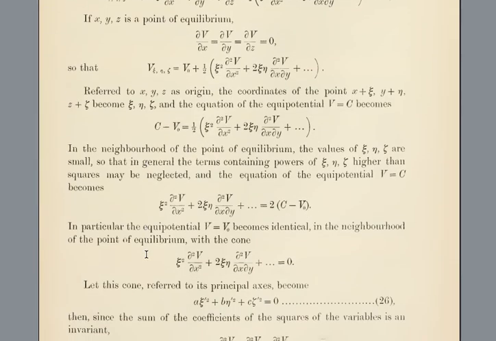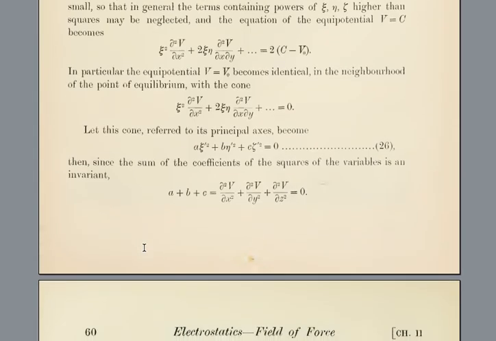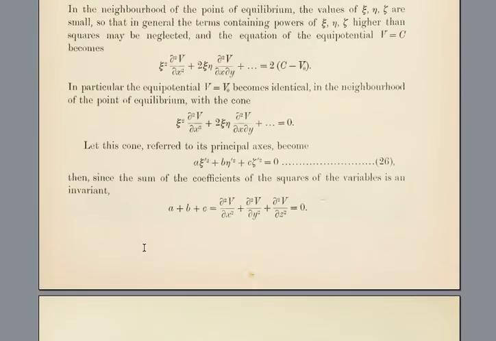In the neighborhood of the point of equilibrium, the values of xi, eta, and zeta are small, so that in general the terms containing powers higher than squares may be neglected, and the equation of the equipotential simplifies to a quadratic form. In particular, the equipotential passing through the equilibrium point becomes identical in the neighborhood of the point of equilibrium with the cone, sum of squared terms weighted by second derivatives equals 0. Let this cone, referred to its principal axes, become a times xi squared plus b times eta squared plus c times zeta squared equals 0.